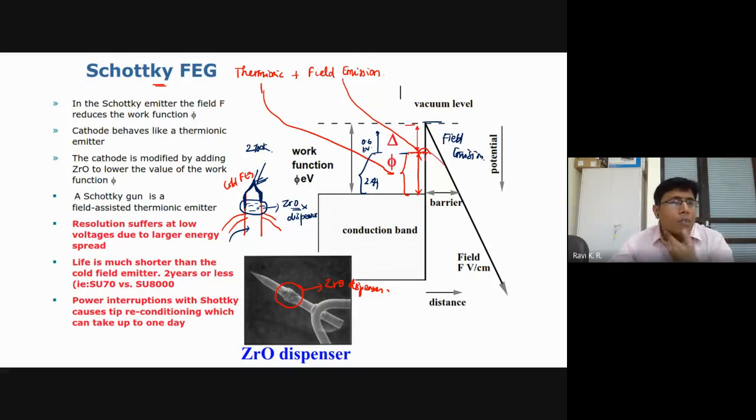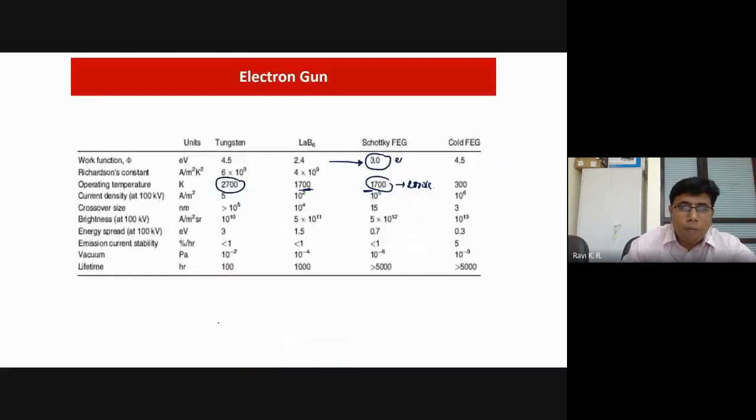So that is one of the reasons why the Schottky emitter you require to replace maybe after 1.5 to 2 years. If you look at the lifetime, generally it will be 2 years. This can be 7 years, but it is not clear here. So one thing is that we are operating at a slightly higher temperature. The life of the filament depends on your operating temperature.